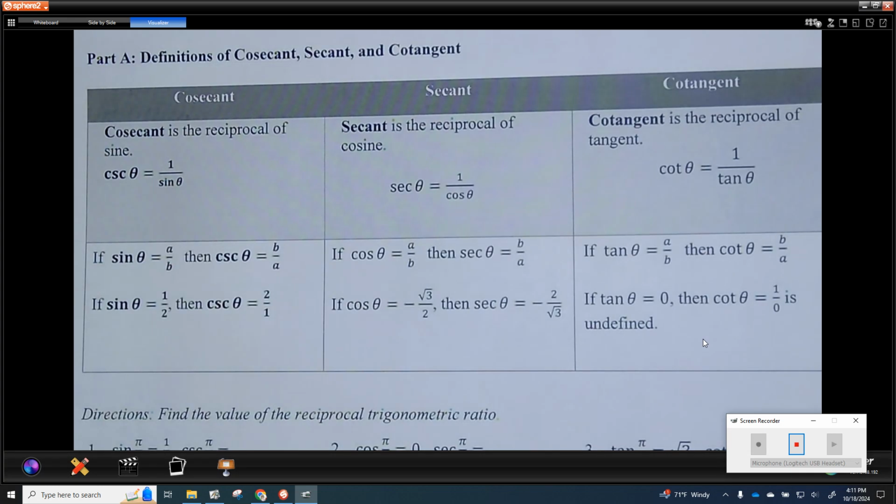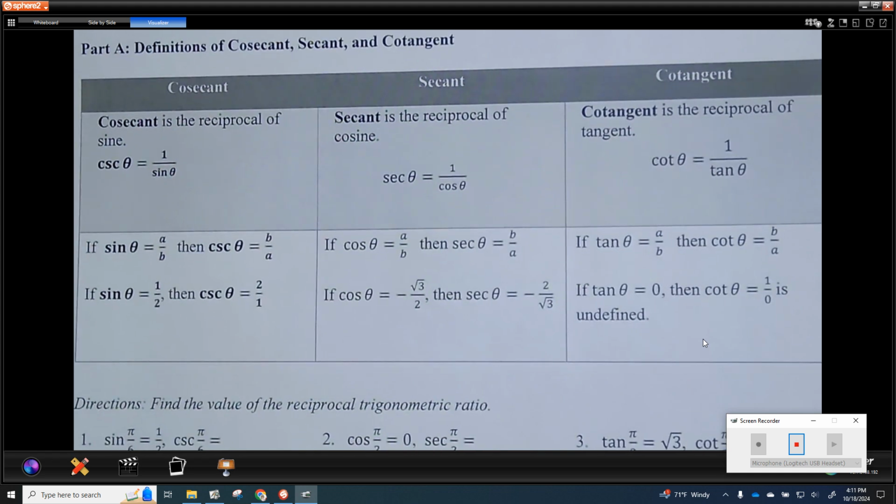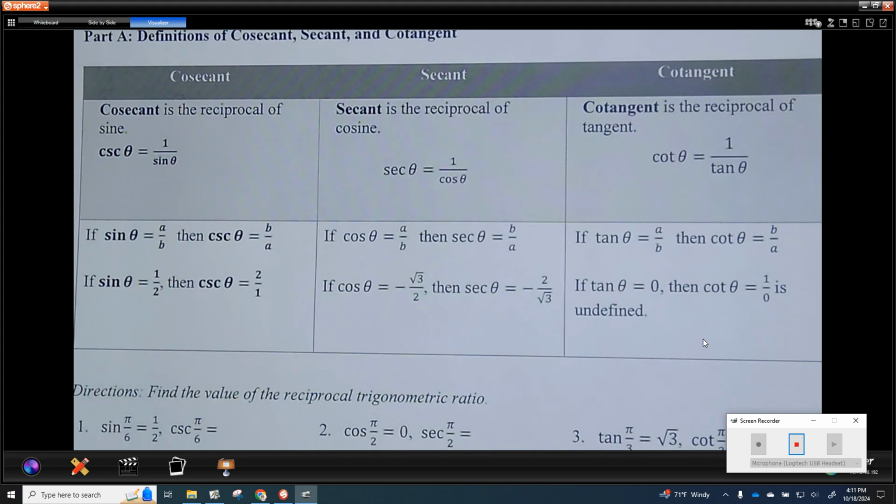So I'm going to go over 1-9. It's a little further back, but I think 1-14 summed up the transformations of graphs. 1-1, 1-2, and 1-3 were all about midline, reflections, amplitude. And so hopefully I don't need to do those videos just yet. 1-9, reciprocal of trig ratios.